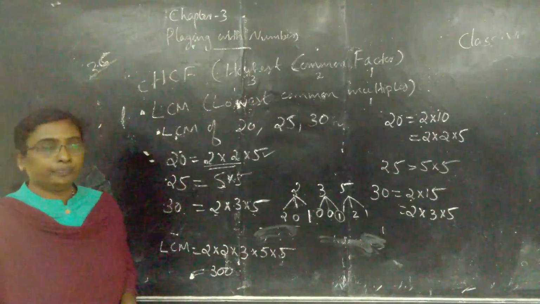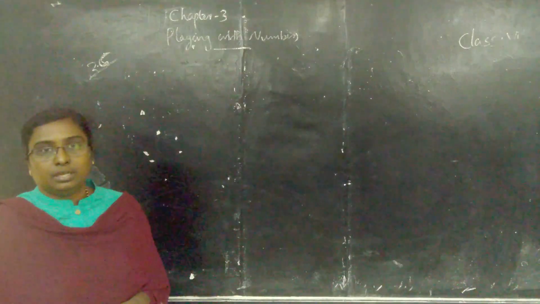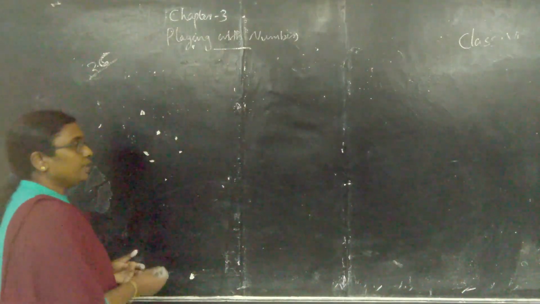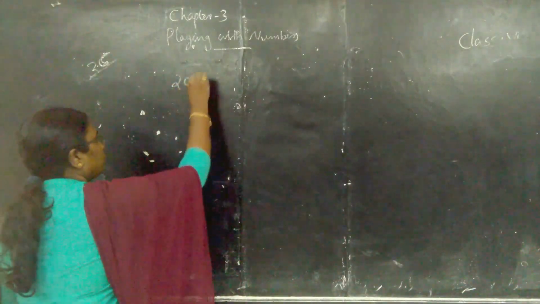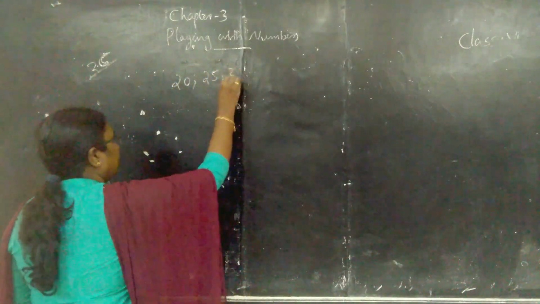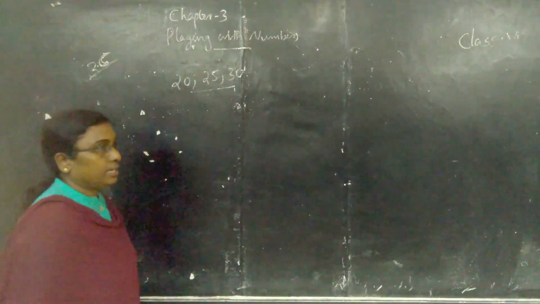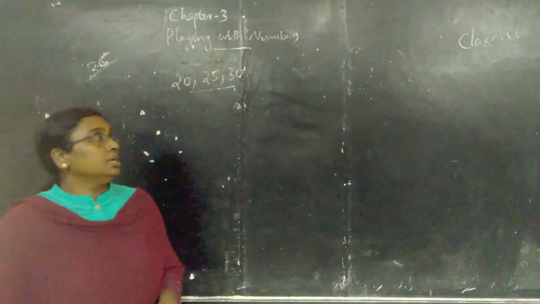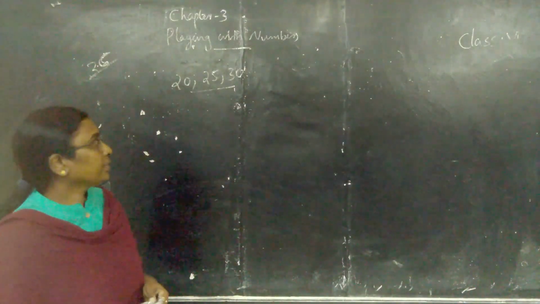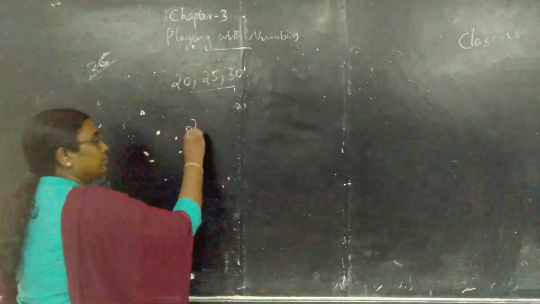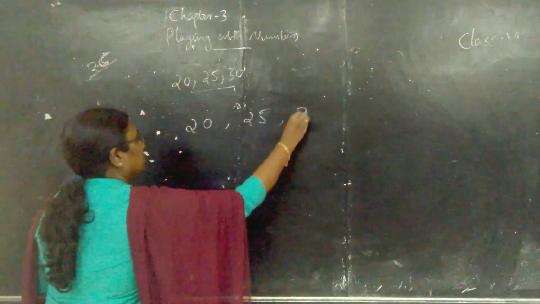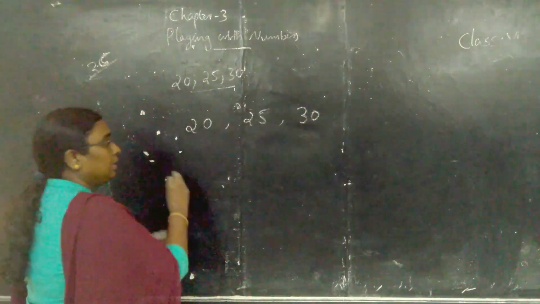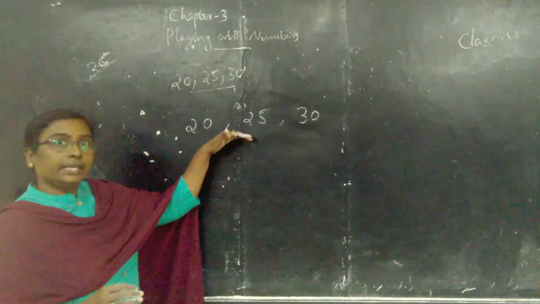Okay, clear? This is one method. In another method, how can we find the LCM of 20, 25 and 30? See, another way. First we write the numbers in a row: 20, 25, 30.